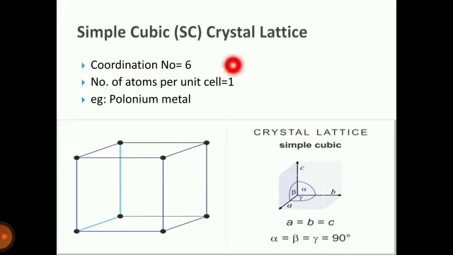Coordination number in a simple cubic crystal lattice is 6. So every corner atom is bonded with 6 other atoms of other unit cells, and the number of atoms per unit cell in a simple cubic crystal lattice is 1. Example: polonium is the only metal which has a simple cubic crystal lattice.